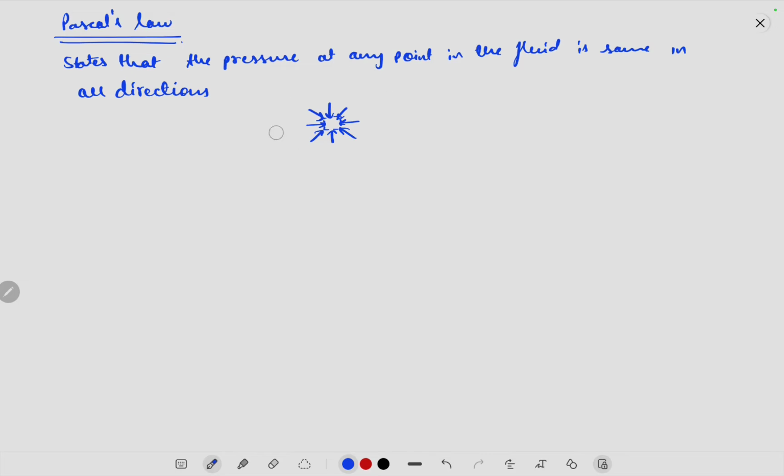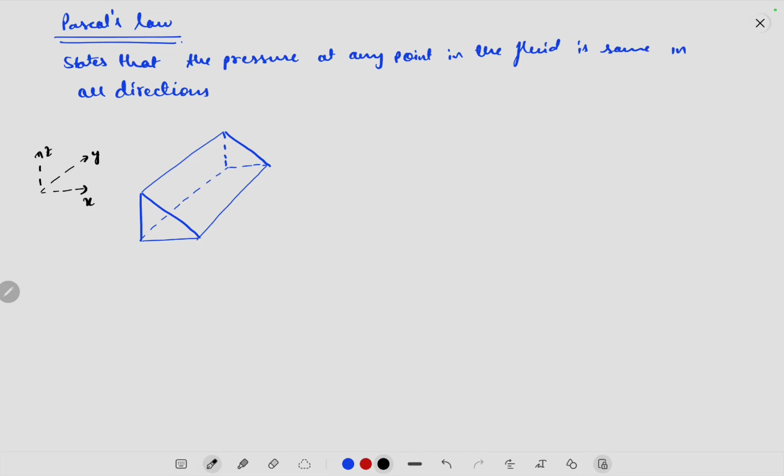So let's derive Pascal's law by considering a wedge-shaped fluid element. So let's consider this wedge-shaped fluid element with coordinate axes x, y, and z. Let's say the edge along x-axis is delta x, the length along y-axis is delta y, and the length along z-axis is delta z.